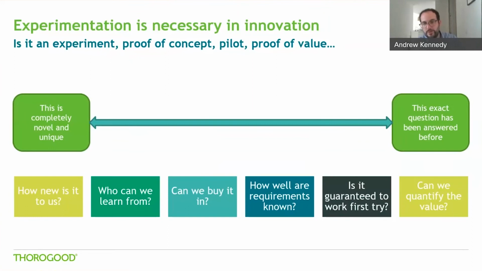And finally, can we quantify the value? So even if you've got something that's guaranteed to work first try, sometimes it's useful to experiment to see how much value it's going to drive, and therefore how high it is in your priority list, how fast you drive it, those kinds of questions. So using an experiment can help you to answer some of these questions at the bottom.